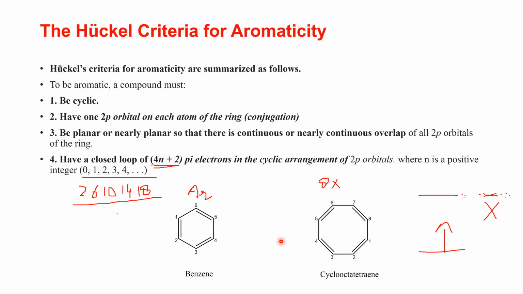So let's check the benzene ring first, and here you can see that there is a 6-membered ring, and this is a closed ring. So the first criterion is that it should be cyclic. So this is a cyclic one. The second one is that there should be conjugation and every atom has a 2p orbital. So that is there again. This is in continuous conjugation and every carbon has a 2p orbital. Now, the third one is that this is a planar one, and there is face-to-face and continuous overlap of these orbitals.